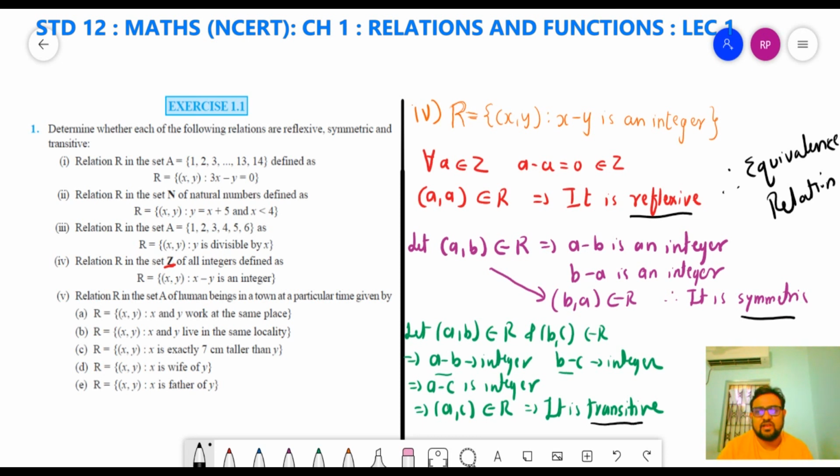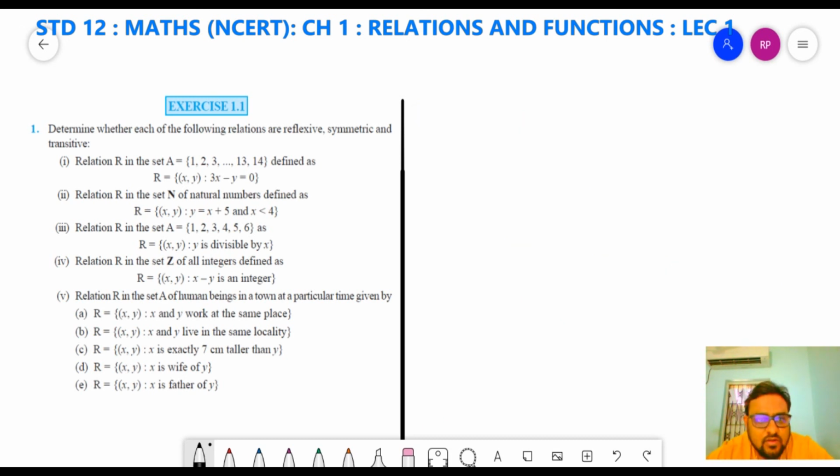Now let's move to the next one. The fifth one of question number one are the general examples. So I will solve just one of them. Rest you have to solve by yourself. Here it is given that (x, y) such that x and y work at the same place. Now, if I take x and x, both will always be working at the same place, right? Means actually it is only one individual, not two different individuals. So if x is working in one company, then x will be working in the same company because he is the same. So x and x work at the same place, therefore it is reflexive, right?